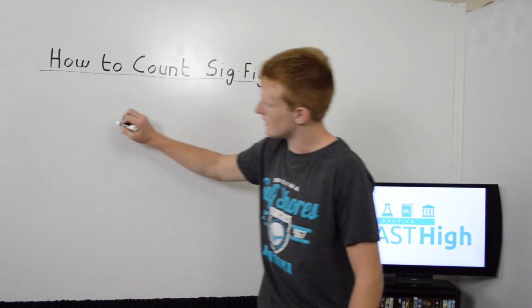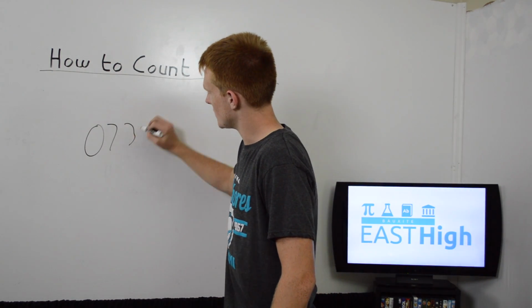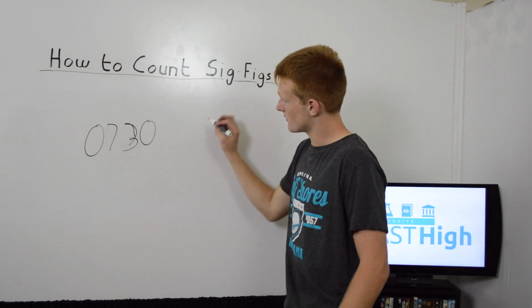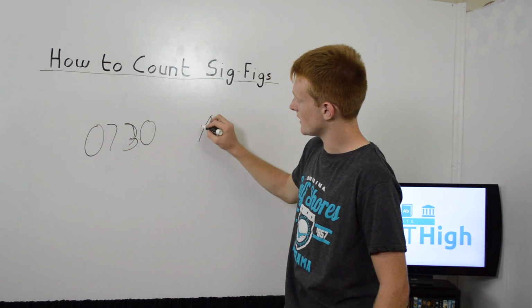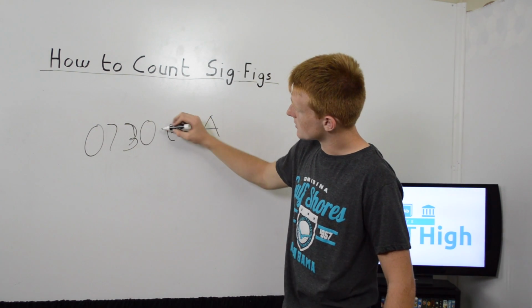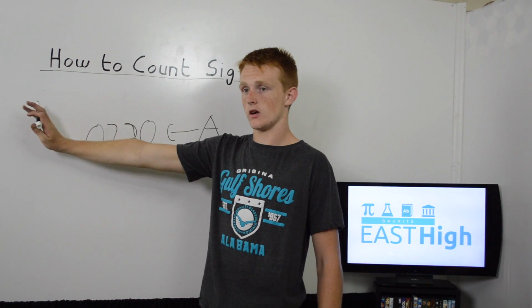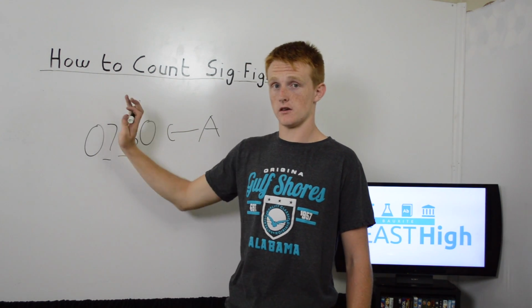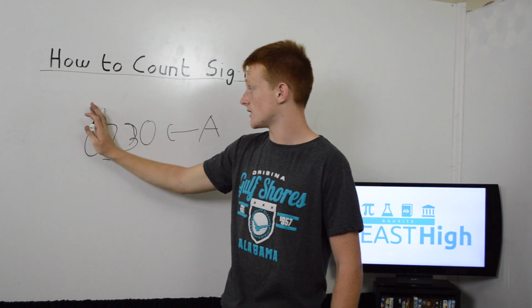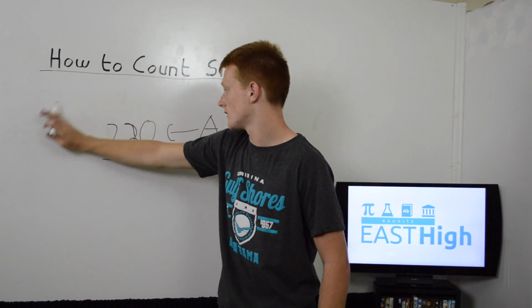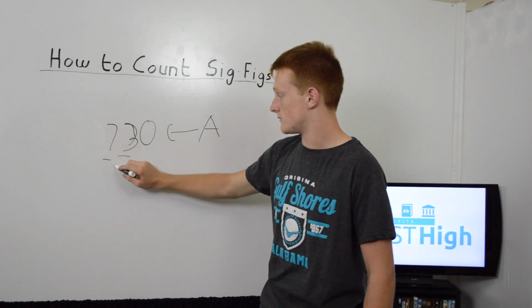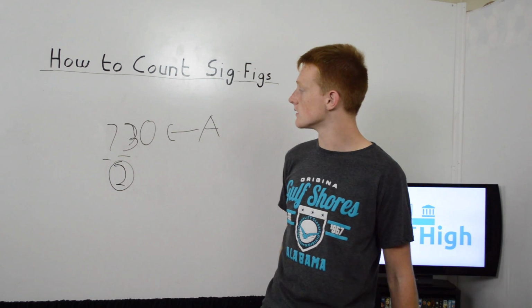So if you have a number like 0730, you come from the Atlantic side since your decimal point is absent. Skip through the 0, 1, 2, and if there is no more numbers higher than 0 on the other side of that 0, you just cut that off, act like it was never there, and so you only have 2 significant figures in this number.